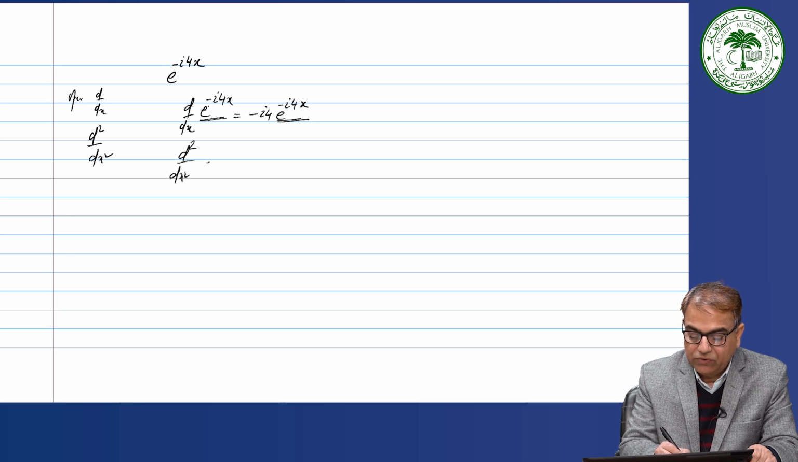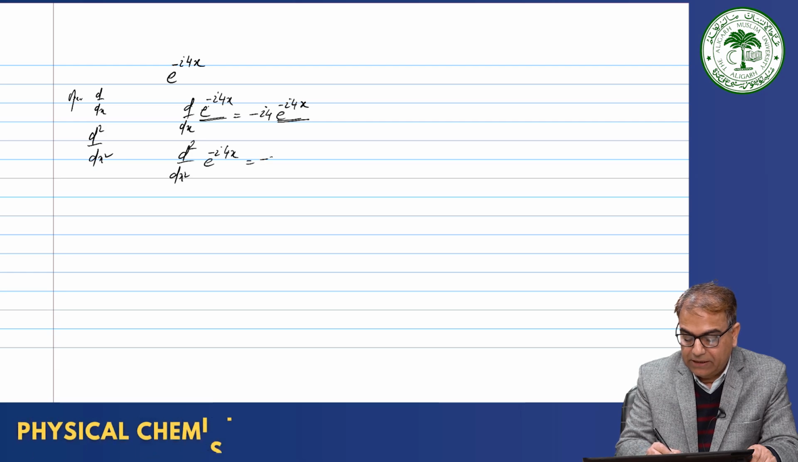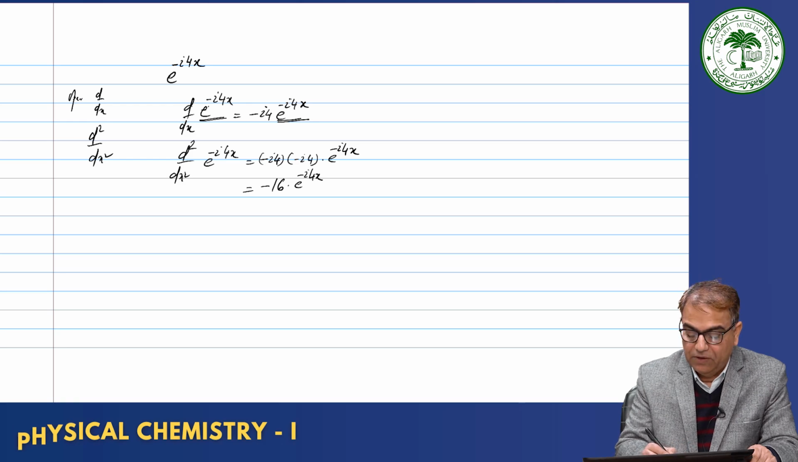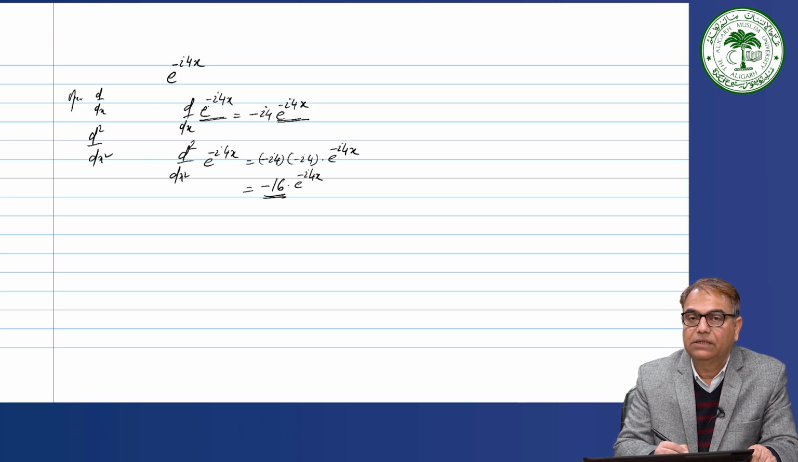If you take d square by dx square of exponential minus i 4x, then it will be again minus i 4 and again minus i 4 exponential minus i 4x, and minus minus plus, i square will be again minus. So, minus 16 exponential minus i 4x. Here you have the constant value minus 16. So, this is again an eigenfunction for d square by dx square.